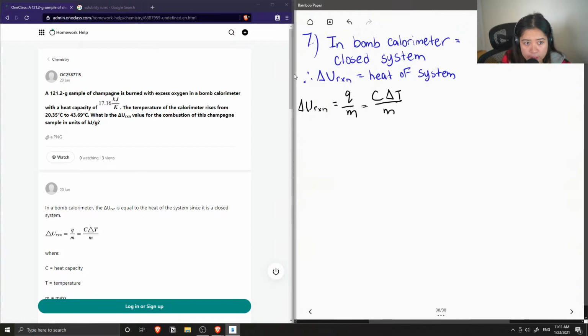So for this question, C is known as the heat capacity. So this was given in the question. It was 17.16 kilojoules per Kelvin. And T is temperature. So delta T is equal to T final minus T initial. So let's just solve that now.